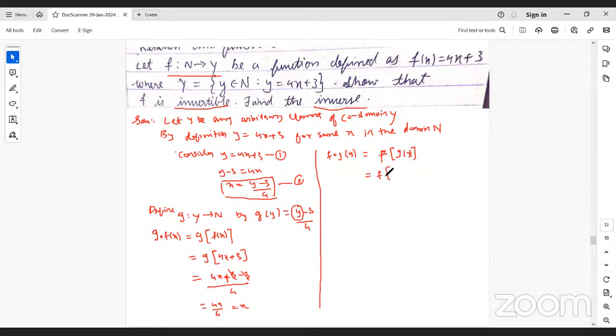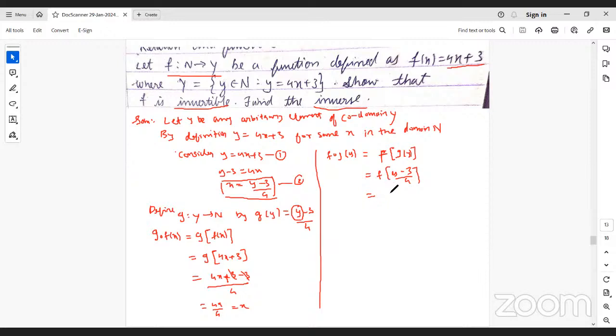And the value of f of g of y is g of y. What will be the value? The value of g of y is already there. We have written the equation y minus 3 upon 4. So the value of g of y is y minus 3 upon 4. Now, the f of x value is 4x plus 3. So in place of x, we need to replace this value y minus 3 upon 4.